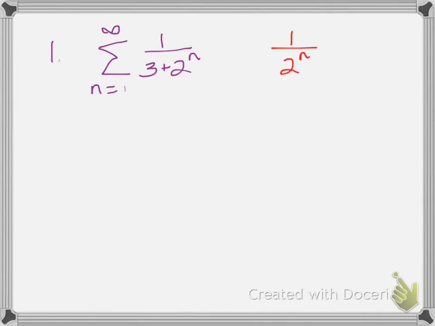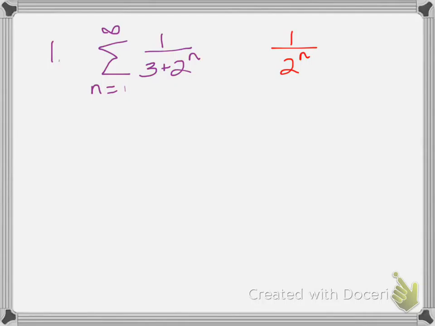So let's look at some examples. Let's say that we have 1 over 3 plus 2 to the n, and we're going from 1 to infinity. So first thing you have to do is you have to pick b of n. And a lot of times it's easy just to pick something that the function looks like. For example, 1 over 2 to the n. You just sort of get rid of some numbers and make it look sort of the same.